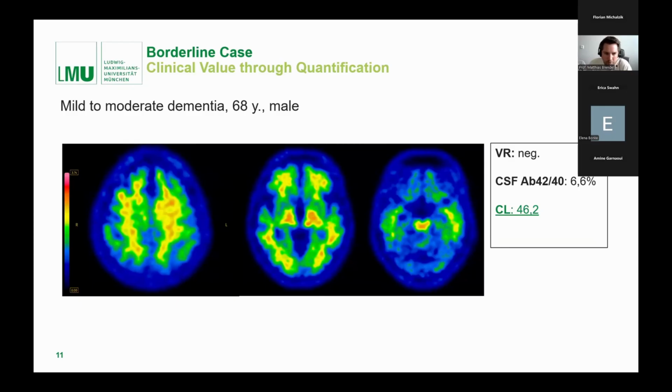So although the scan is not looking completely positive at all sites where you can find amyloid, the centiloids are positive, and the case then also developed the dementia further and was diagnosed as an Alzheimer's disease case in the end.